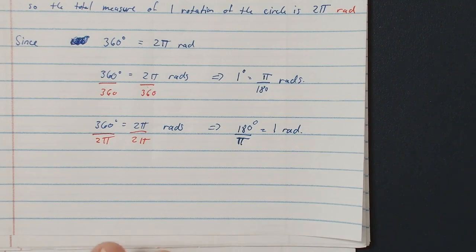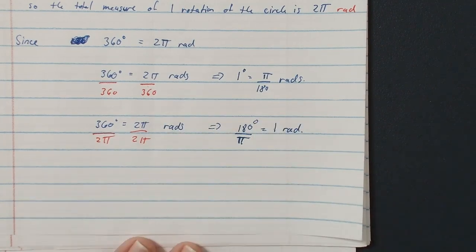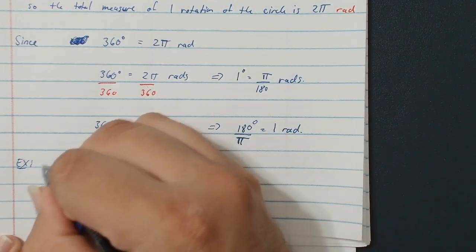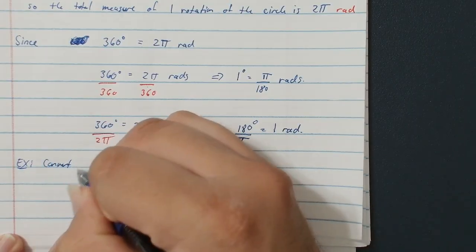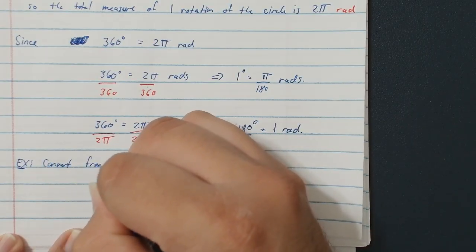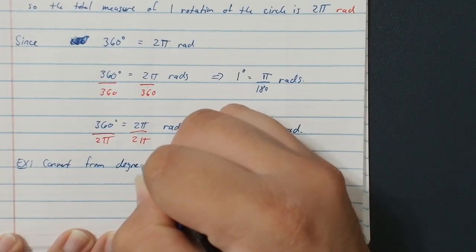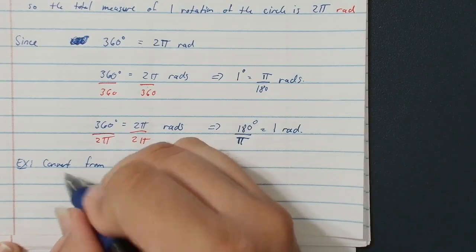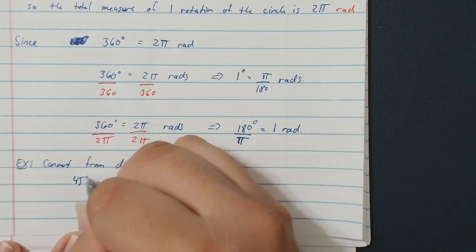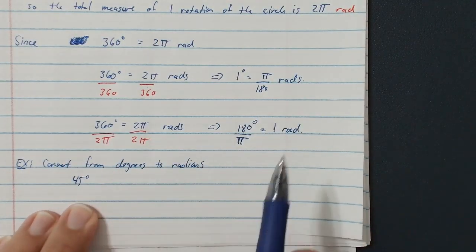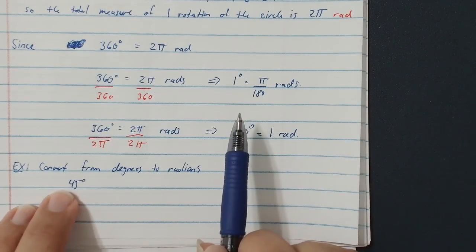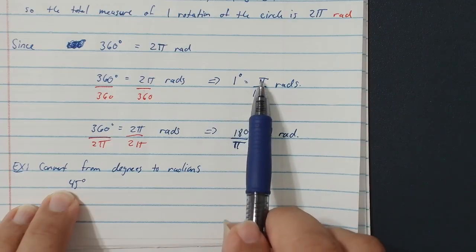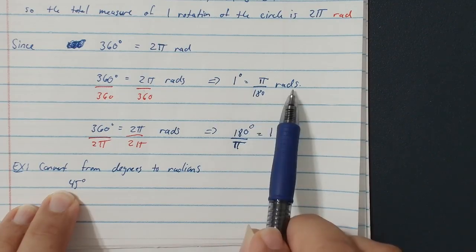Which means that in spite of having 2 measurement systems, 2 ways of measuring, we can convert back and forth between them very easily. So for example here, let's convert from degrees to radians. If we have 45 degrees, to convert from degrees into radians, just note that 1 degree is equal to pi over 180 radians.